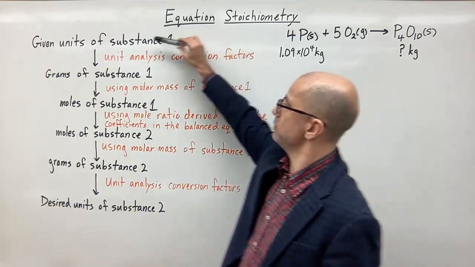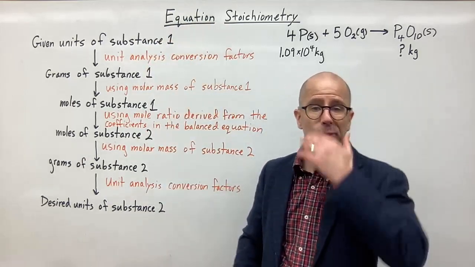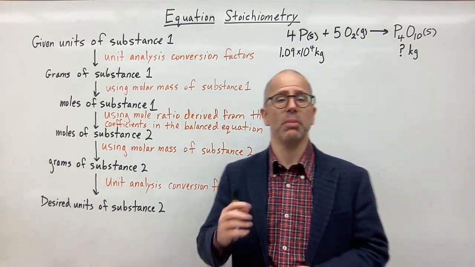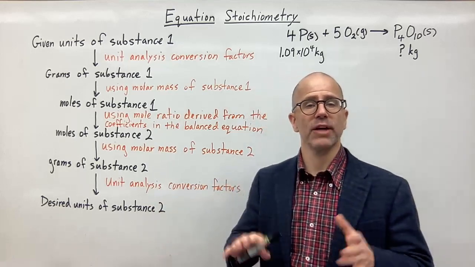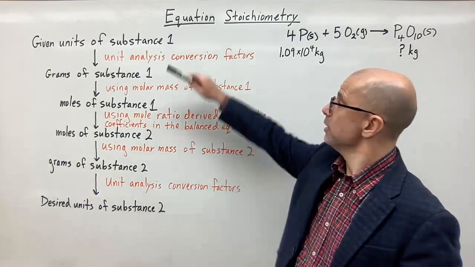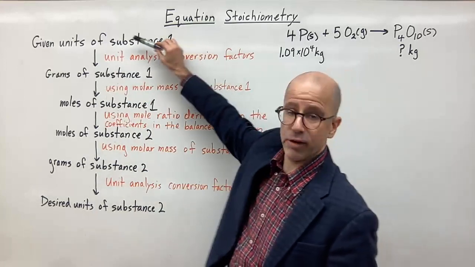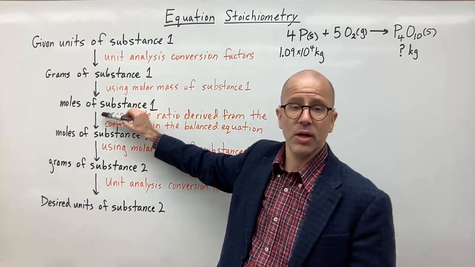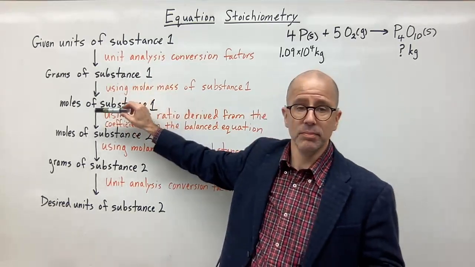So here I'm given units of whatever substance 1. If it's mass, which I'm going to be focusing on, it could be kilograms, milligrams, micrograms, nanograms, whatever the case would be. But you're given a unit of substance 1. If it's not grams, then the first step is to convert that unit to grams, right? So if I'm given kilograms of substance 1, well, if I'm going to get to moles, I'm going to need to use the molar mass, right?